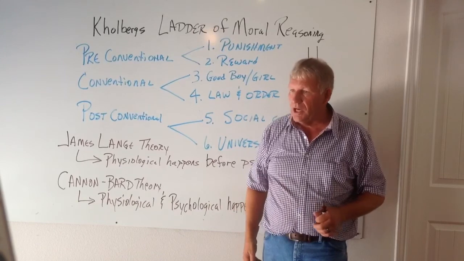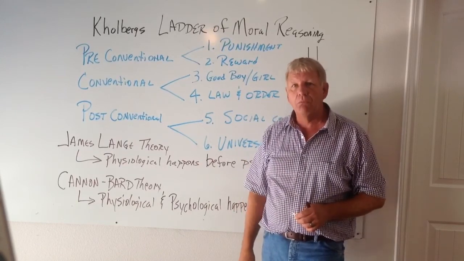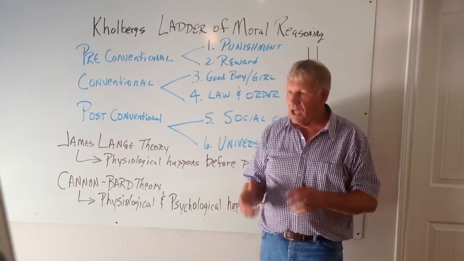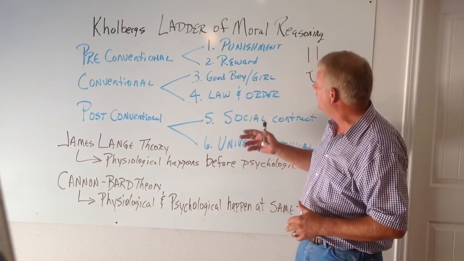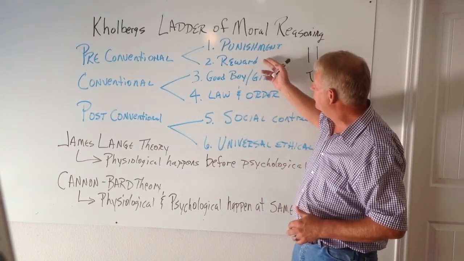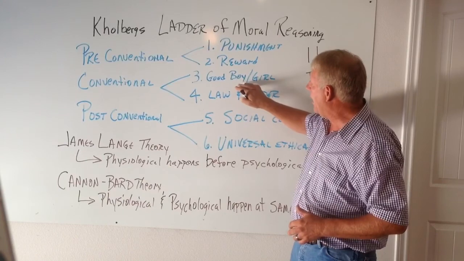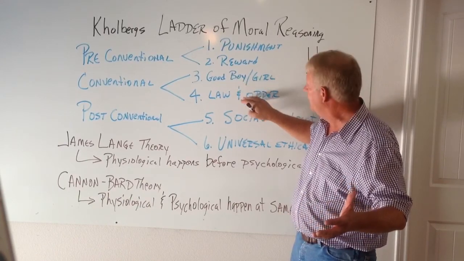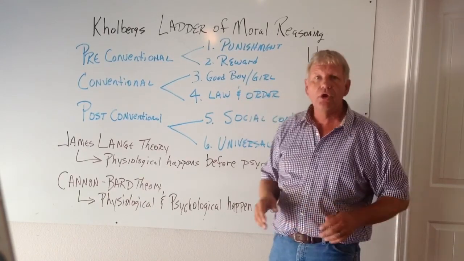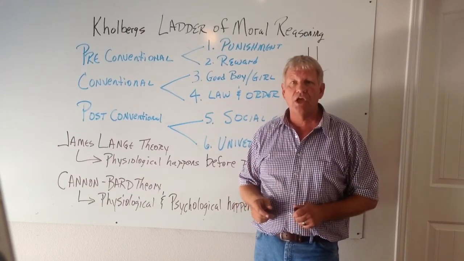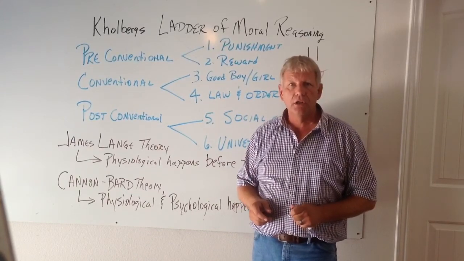And number 4 is even a little deeper, law and order. If I pulled out a gun and shot somebody because I didn't like them, well, there might be punishment, there might be a reward, and I probably wouldn't do it because I'm a good person. But even more than that, law and order: if everybody pulled out a gun and shot somebody, this world wouldn't be worth living in.